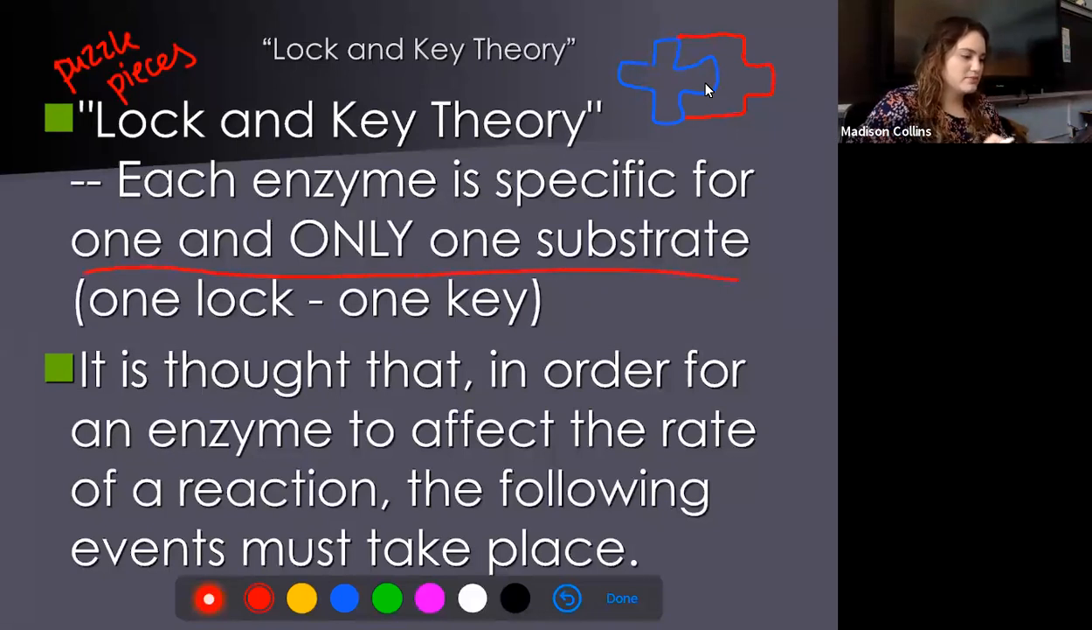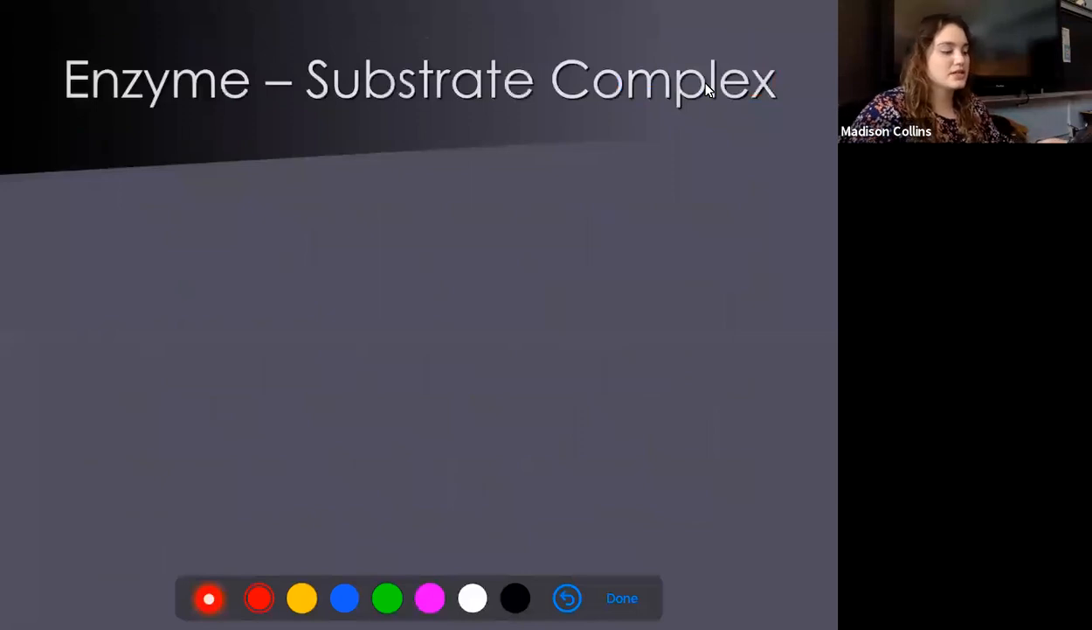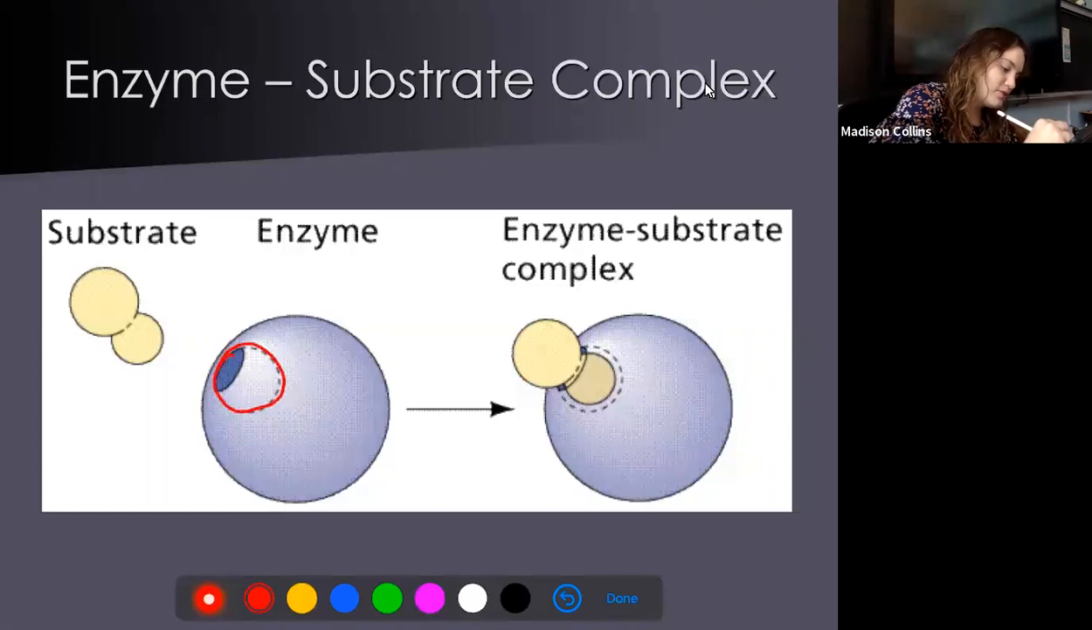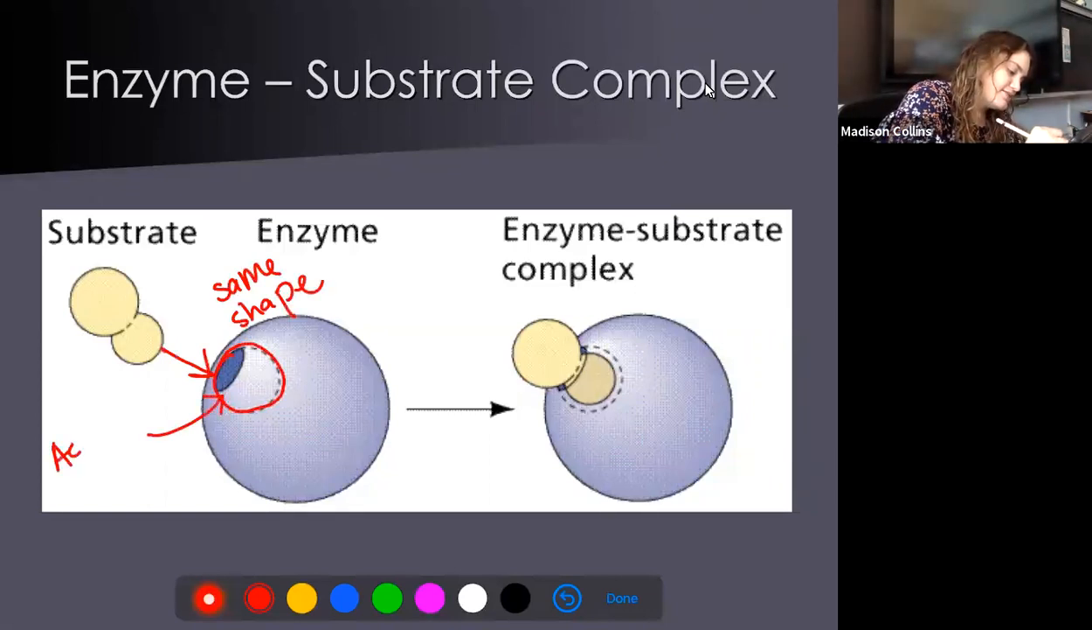All right, moving on. So enzyme substrate complex. So whenever we have an enzyme matching up with a substrate, it's going to look something like this. You've seen different renditions of this picture, but we've got an enzyme which is much larger than the substrate. And then you've got this little pocket where the substrate is going to fit into. And remember, they have to have the same shape. And we're going to call this pocket the active site or the binding site.